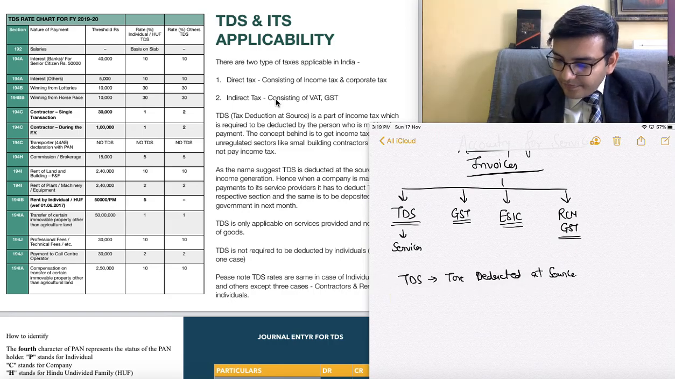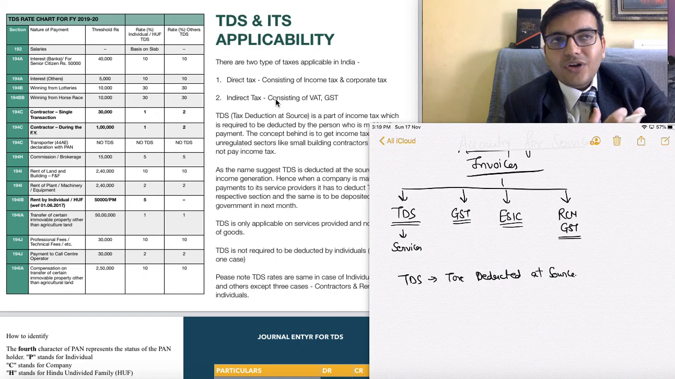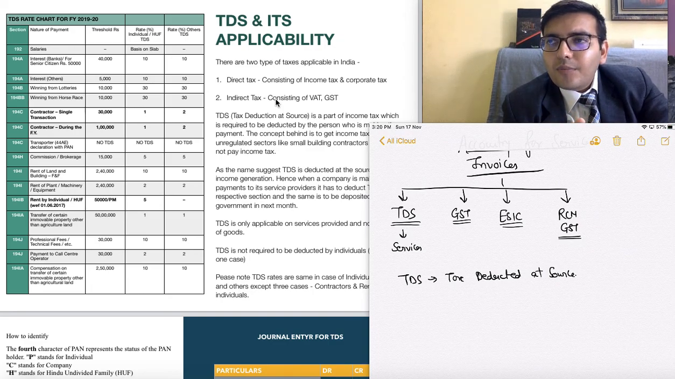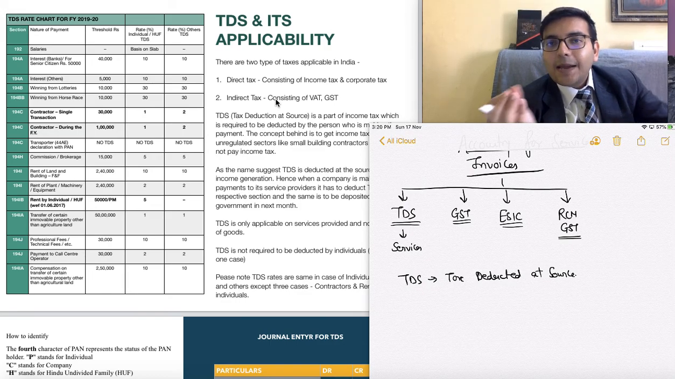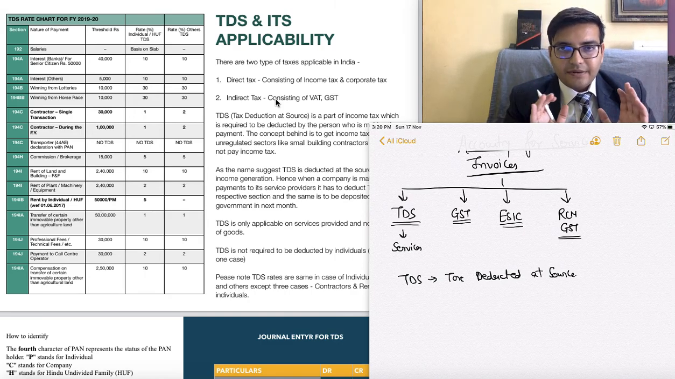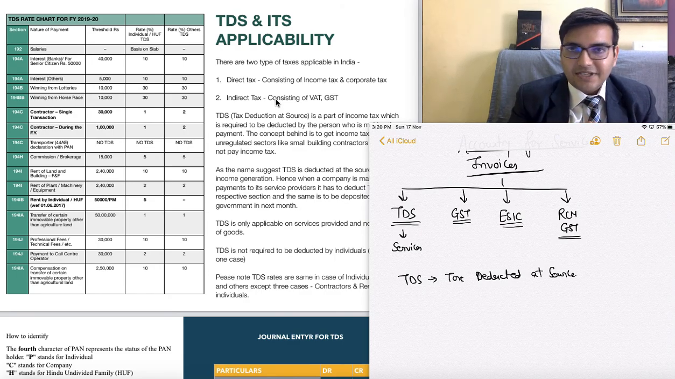So, what is TDS? It is just like you are deducting income tax of the person concerned and paying it to the government. When we are deducting some money from another person on behalf of the government, it is a liability for me, because I have to pay it to the government. It is not my money, right? So liabilities are always credited, assets are always debited. It is a simple concept.